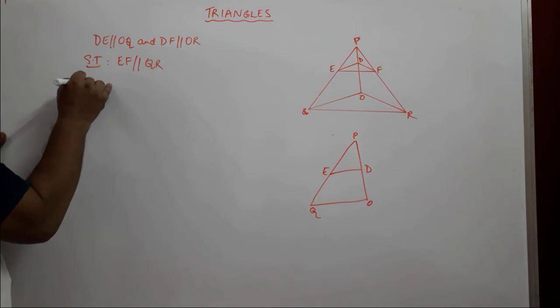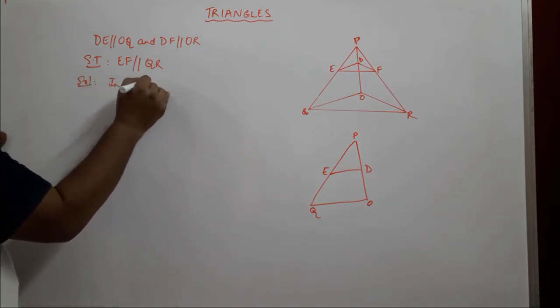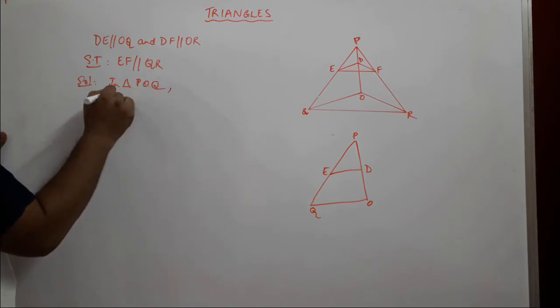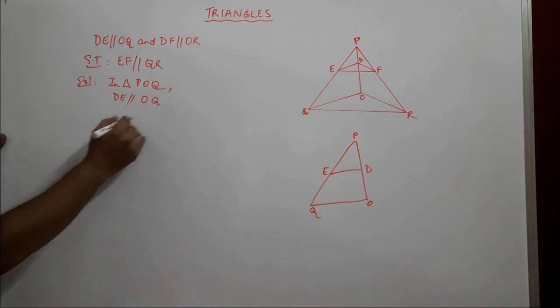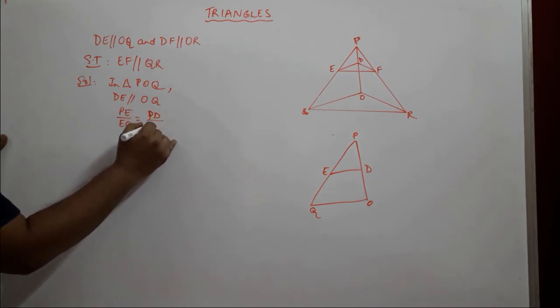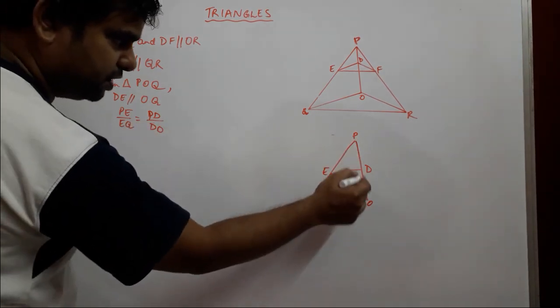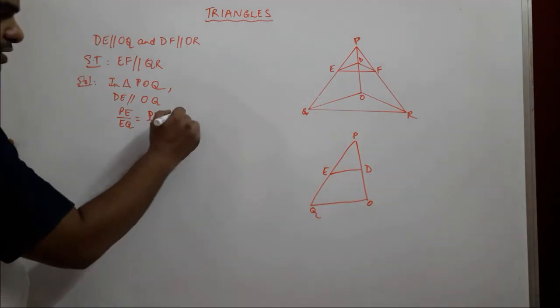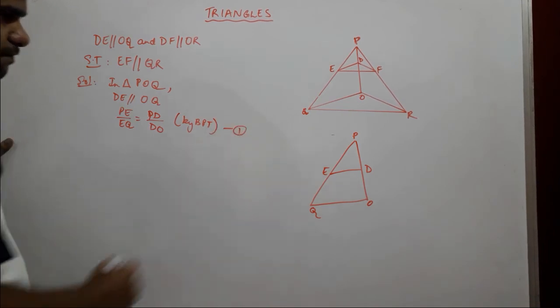So we say solution: in triangle POQ, we have DE parallel to OQ. So we can say PE upon EQ is equal to PD upon DO. So I have just taken PE upon EQ is equal to PD upon DO, and this would be by basic proportionality theorem, and I'll mark this as 1.